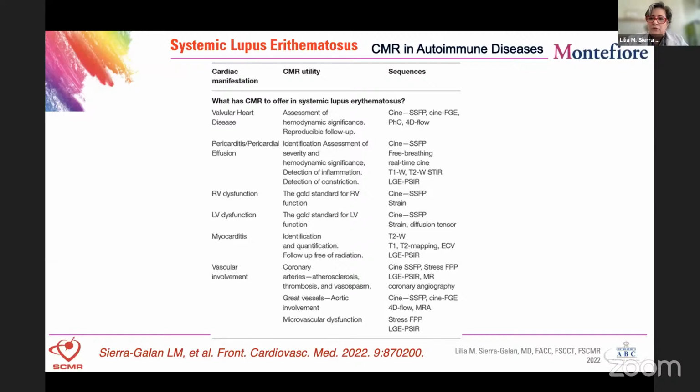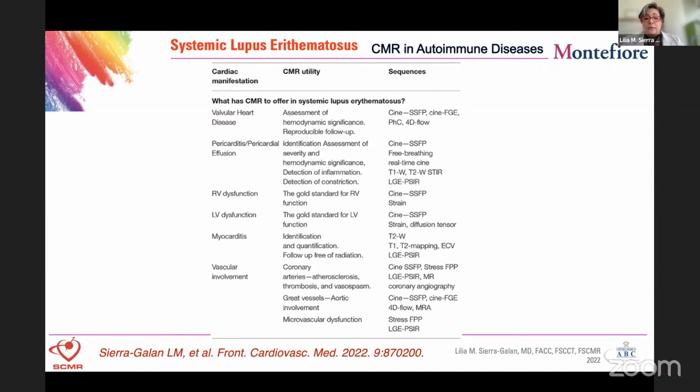So what is CMR offering to lupus? Well, based on those mechanisms of the disease, we could evaluate the valvular heart disease, where we are going to assess the hemodynamic significance with different sequences. We are going to use CINE. It could be SSFP or CINE fast gradient echo, could be phase contrast, or even 4D flow.